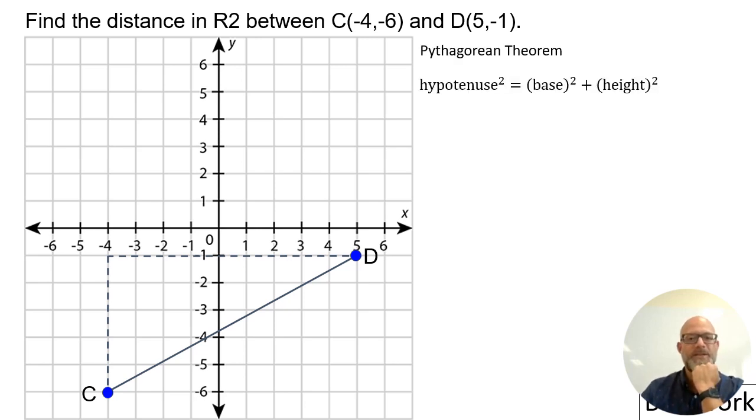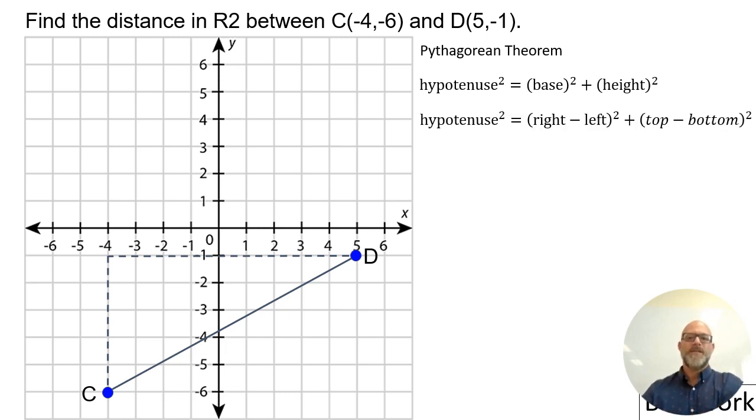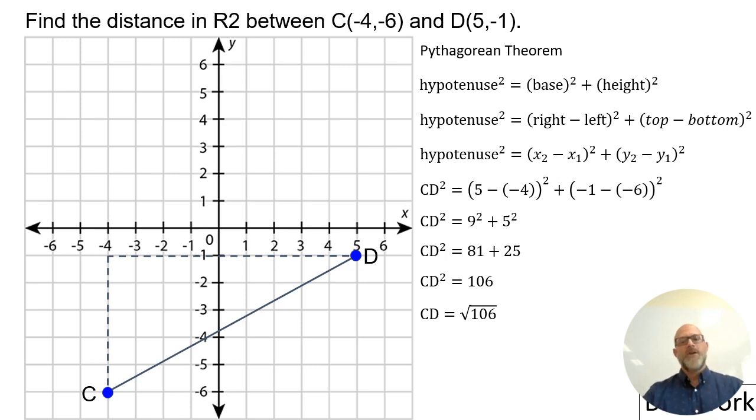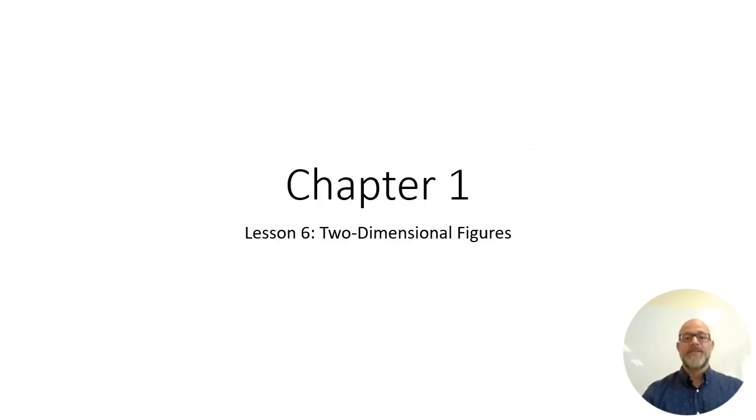Same thing, Pythagorean theorem. Hypotenuse squared is base squared plus height squared. Right minus left for the base, and top minus bottom for the height, right? So that's the same thing as x2 minus x1 and y2 minus y1. Now, look at it. You've got 5 minus negative 4. You've got 1 minus negative 6. All right, and don't forget when you've got that length squared, you need to square root both sides so you get the actual length. Now, you will need this in your lesson today, so let's get into it.